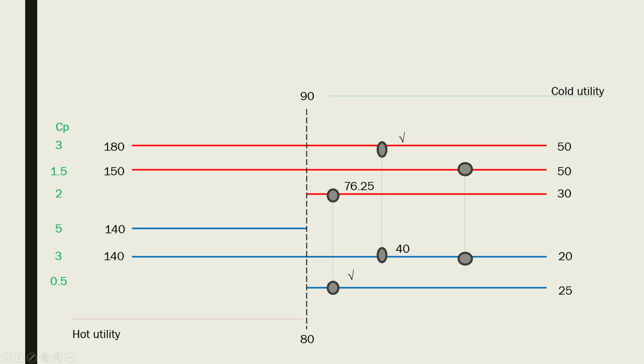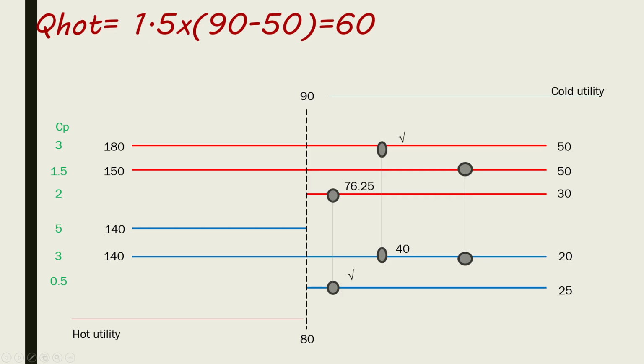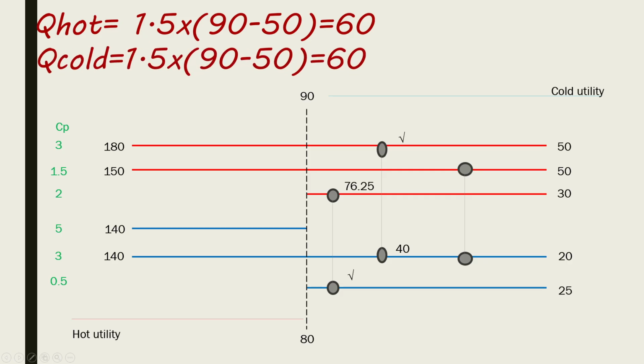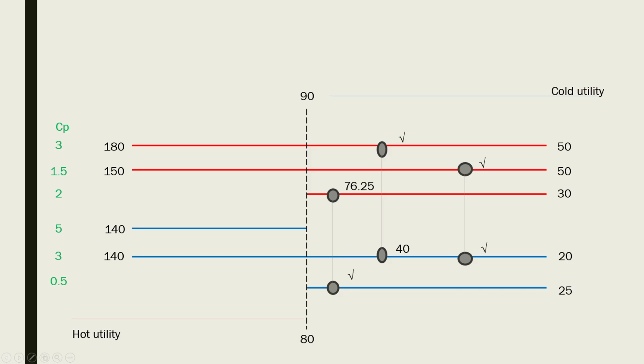Remember that you need to double check the difference between the temperatures on both sides of the heat exchanger. And you need to find that the hot stream's temperature minus the cold stream temperature is above the delta T minimum. Let's proceed. The third heat exchanger is between the second hot stream and the second cold stream. The Q hot is going to be 1.5 multiplied by 90 minus 50, which is 60, and the Q cold is 1.5 multiplied by 90 minus 50, which is 60. So the heat load provided by the hot stream is the same as the heat load needed by the cold stream. So both of them reached the desired temperature.